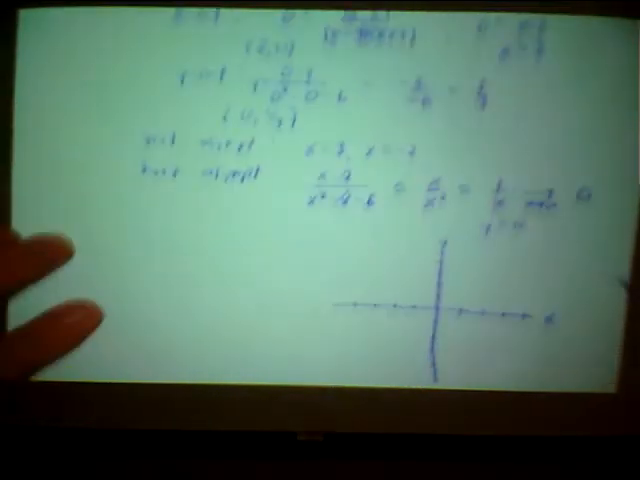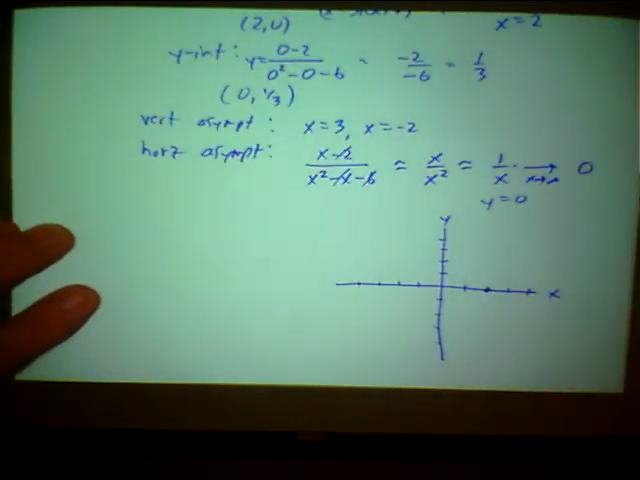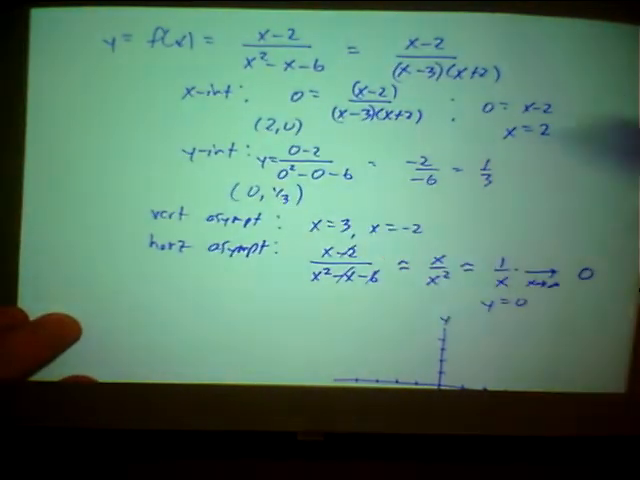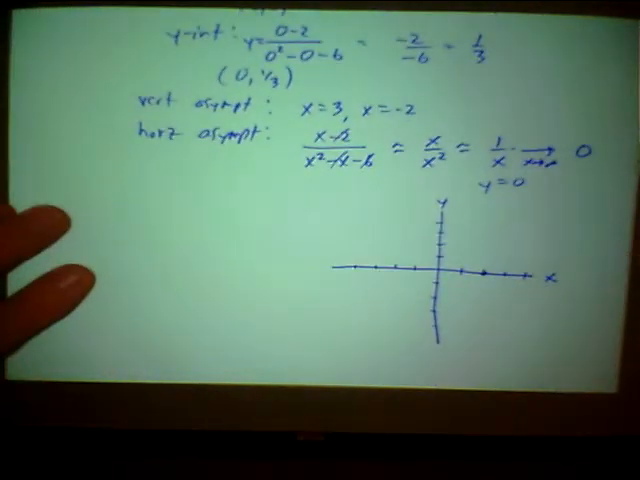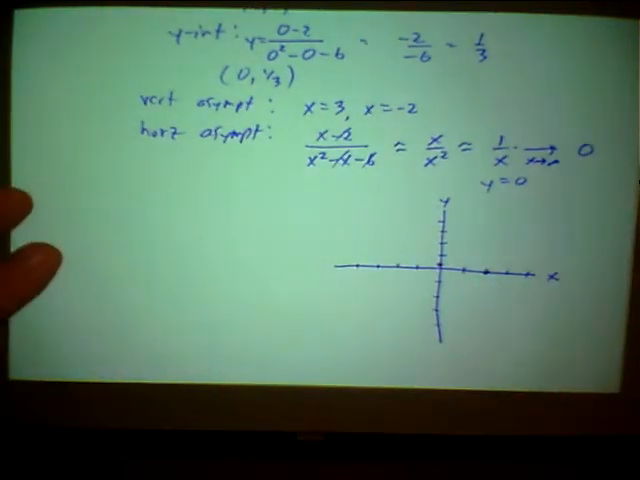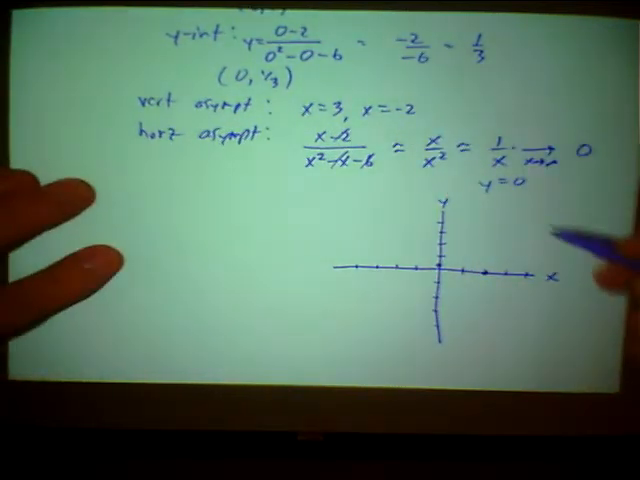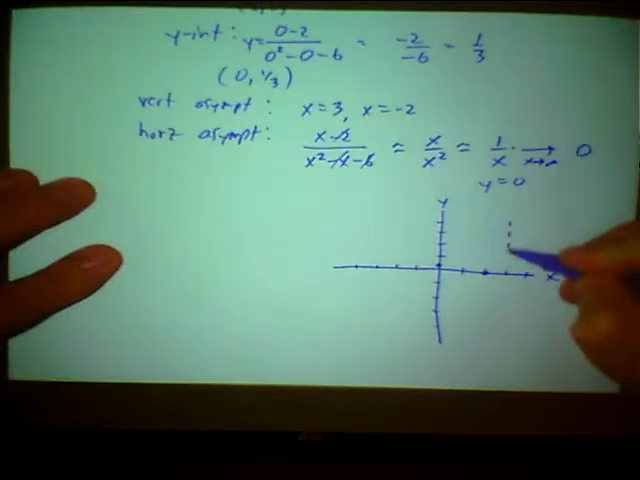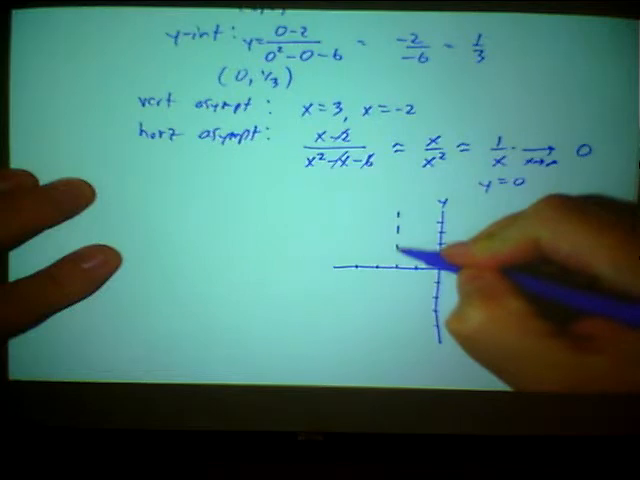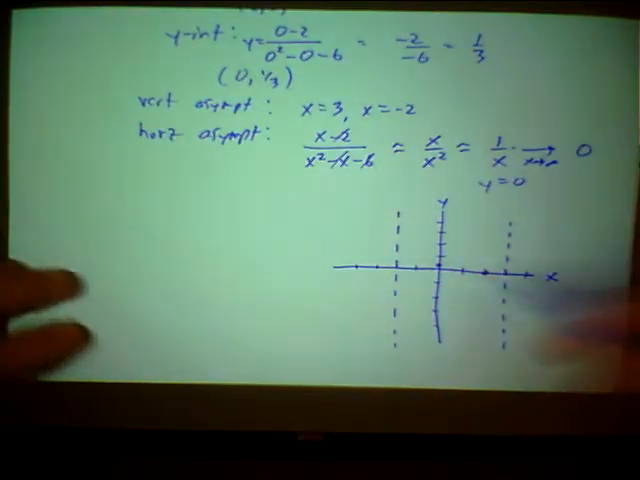All right, so look up here, I have an x-intercept of (2, 0). There's an x-intercept. I have a y-intercept of (0, 1/3). I have two vertical asymptotes, x equals 3 and x equals negative 2. And then a horizontal asymptote of y equals 0.